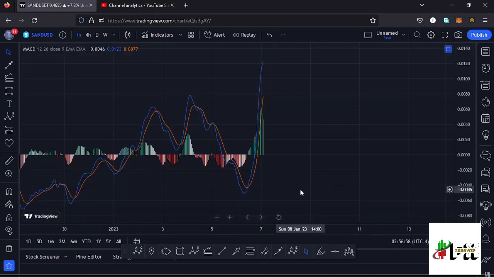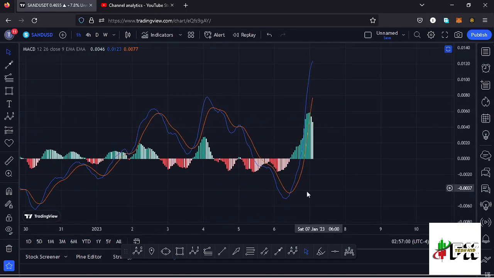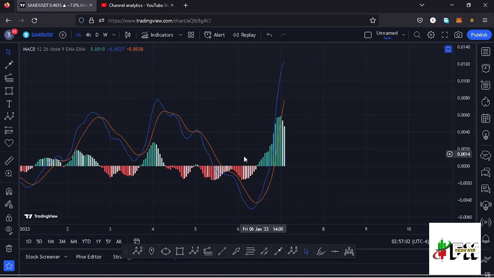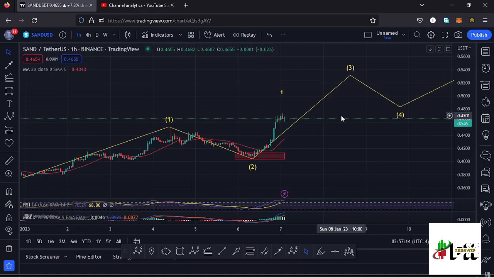And also taking a look at the MACD, we had printed a bullish cross, and we're also seeing a bit of a decrease in the buying momentum, meaning soon maybe we might be able to print a bearish cross. So let's be patient and see how that plays out, and as the chart continues to unfold, I'll keep you updated.